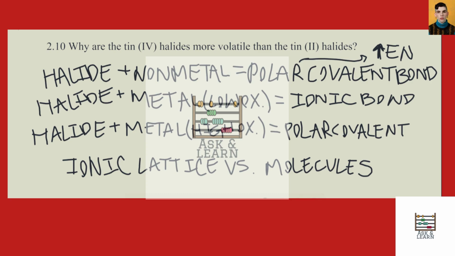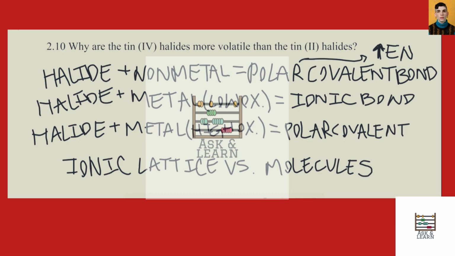But something different happens when our halides combine with our metals. When our halide combines with a metal that has a low oxidation state, like in tin-2, then we form an ionic bond. But if our halide combines with a metal with a high oxidation state, like in tin-4, you form a polar covalent compound, a molecule, that usually is a liquid at these temperatures. So for example, tin-4 chloride is a liquid at room temperature.